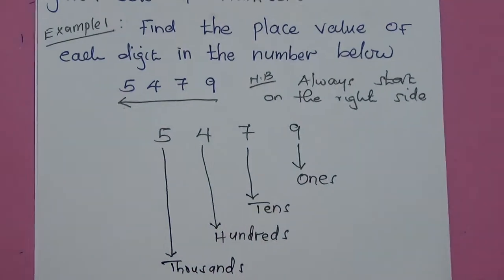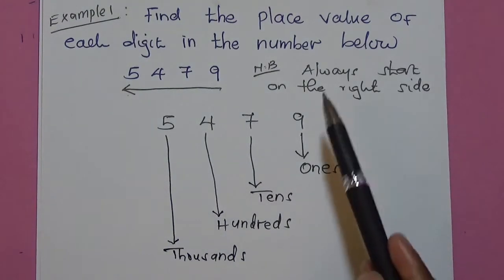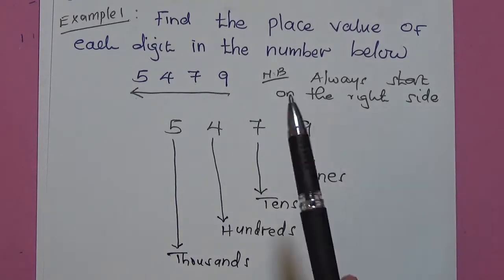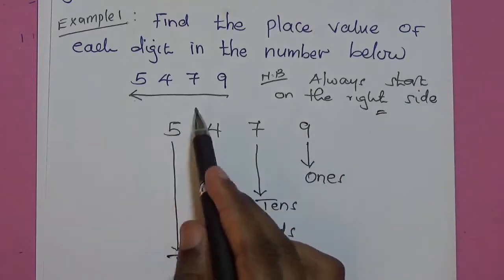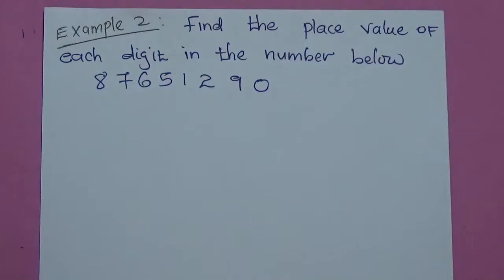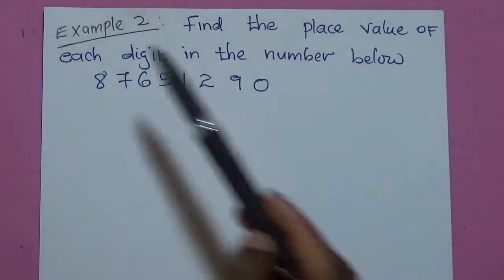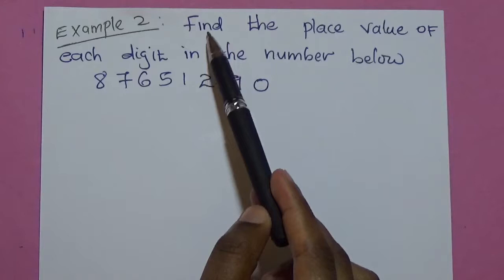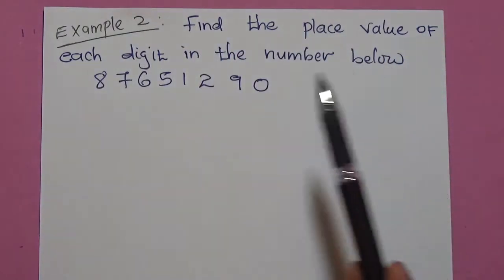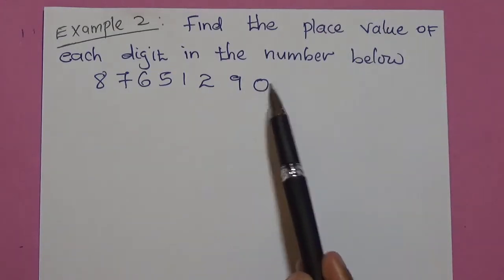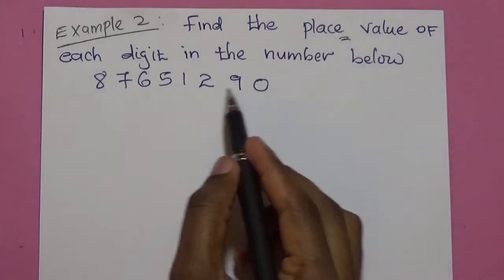So that is how you go about the place value. So what I want you to understand from this example is this point, that you always start on the right side going to the left. So we look at another example so that you can understand better. Example 2, we are told, find the place value of each digit in the number below. This is the number that we are given. We are supposed to find the place value of each of these digits.